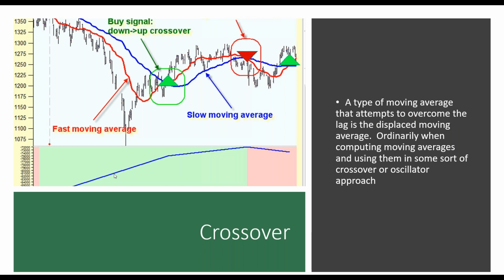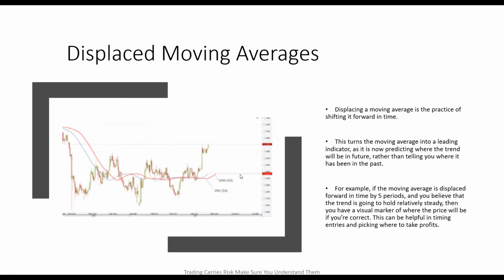So a type of moving average that attempts to overcome the lag is the displaced moving average. Ordinarily, when computing moving averages and using them as some sort of crossover or oscillator approach, imagine we're using a 10 and a 20 period moving average crossover, and we displace them forward, when we get that crossover buy or sell signal, it's more accurate and more up to date.